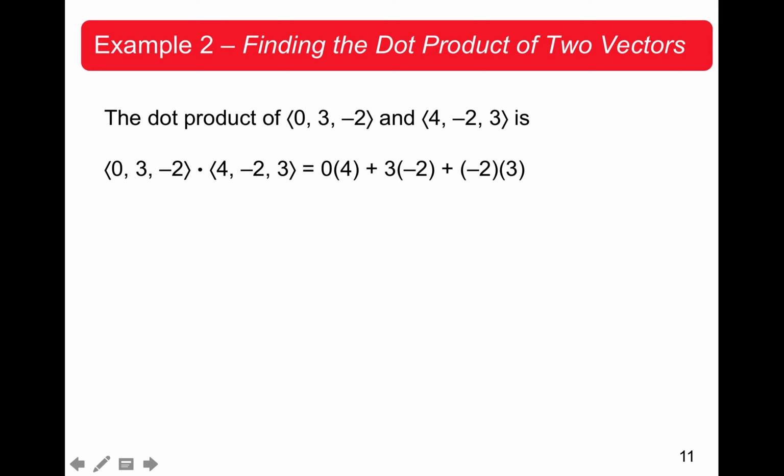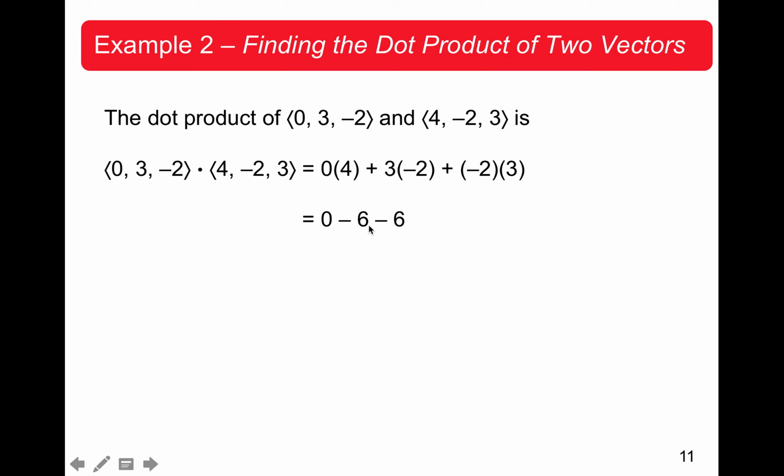Okay, example 2 is finding the dot product of two vectors. So again, remember our answer is not going to be another vector this time. It's going to be a real number. So the dot product of these two, we're going to take 0 times 4 plus 3 times negative 2 plus negative 2 times 3.